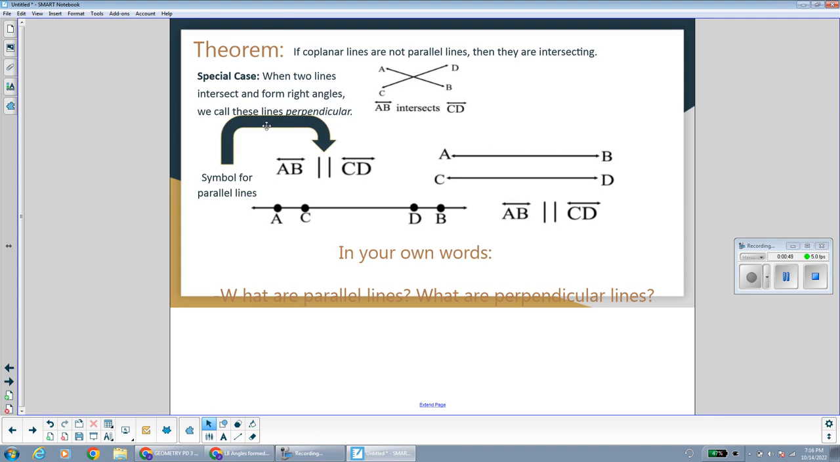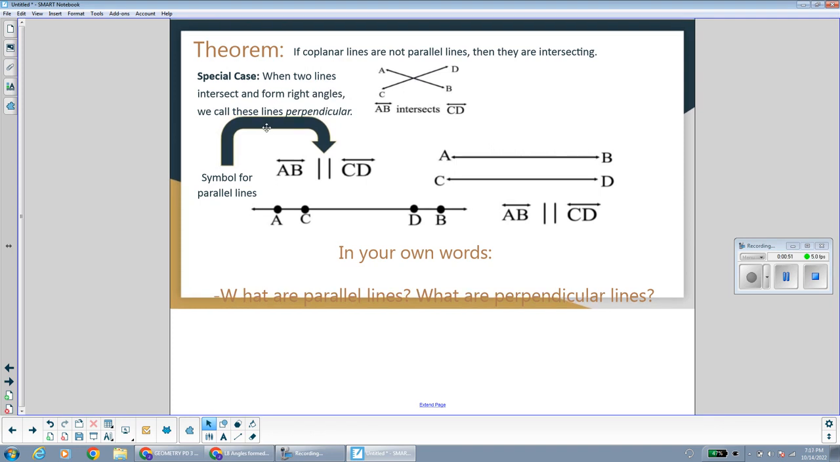We have a special case of two lines that intersect and form right angles. You might have already heard the word for that, perpendicular. When two lines intersect and form right angles, we call these lines perpendicular. So I can draw you an example of perpendicular lines. Two lines that intersect to form right angles.